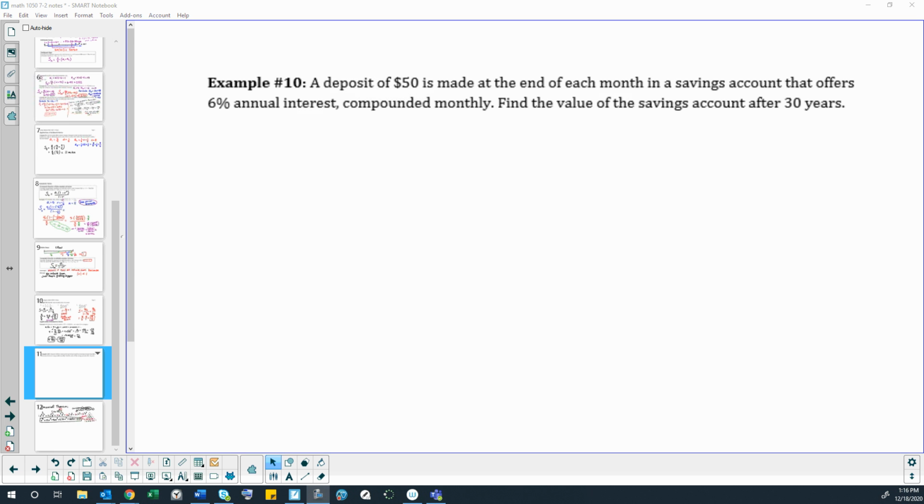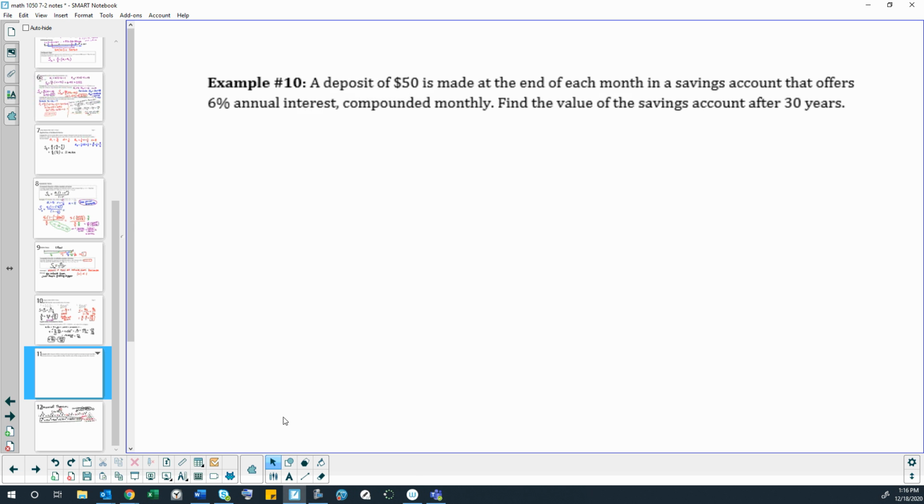Section 7.2, here's our last example, example number 10. A deposit of $50 is made at the end of each month into a savings account that offers 6% annual interest compounded monthly. Find the value of the savings account after 30 years.